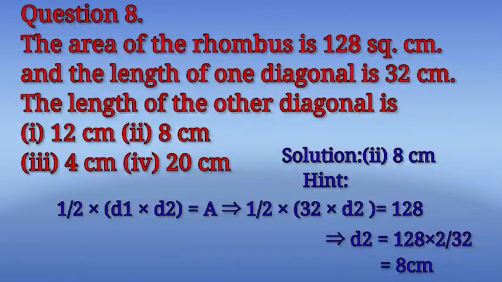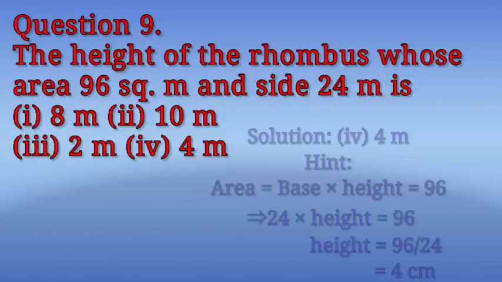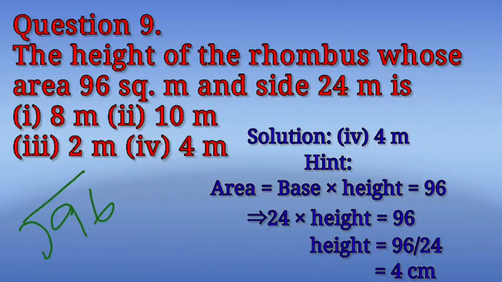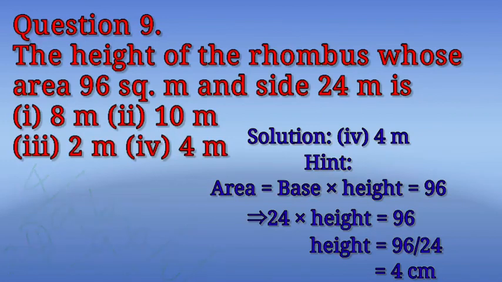Question 8. The area of the rhombus is 128 cm square and the length of one diagonal is 32 cm. The length of the other diagonal is 8 cm. Option 2 is the answer. Question 9. The height of the rhombus whose area is 96 square meter and side 24 meter is 4 meter. Option 4 is the answer.